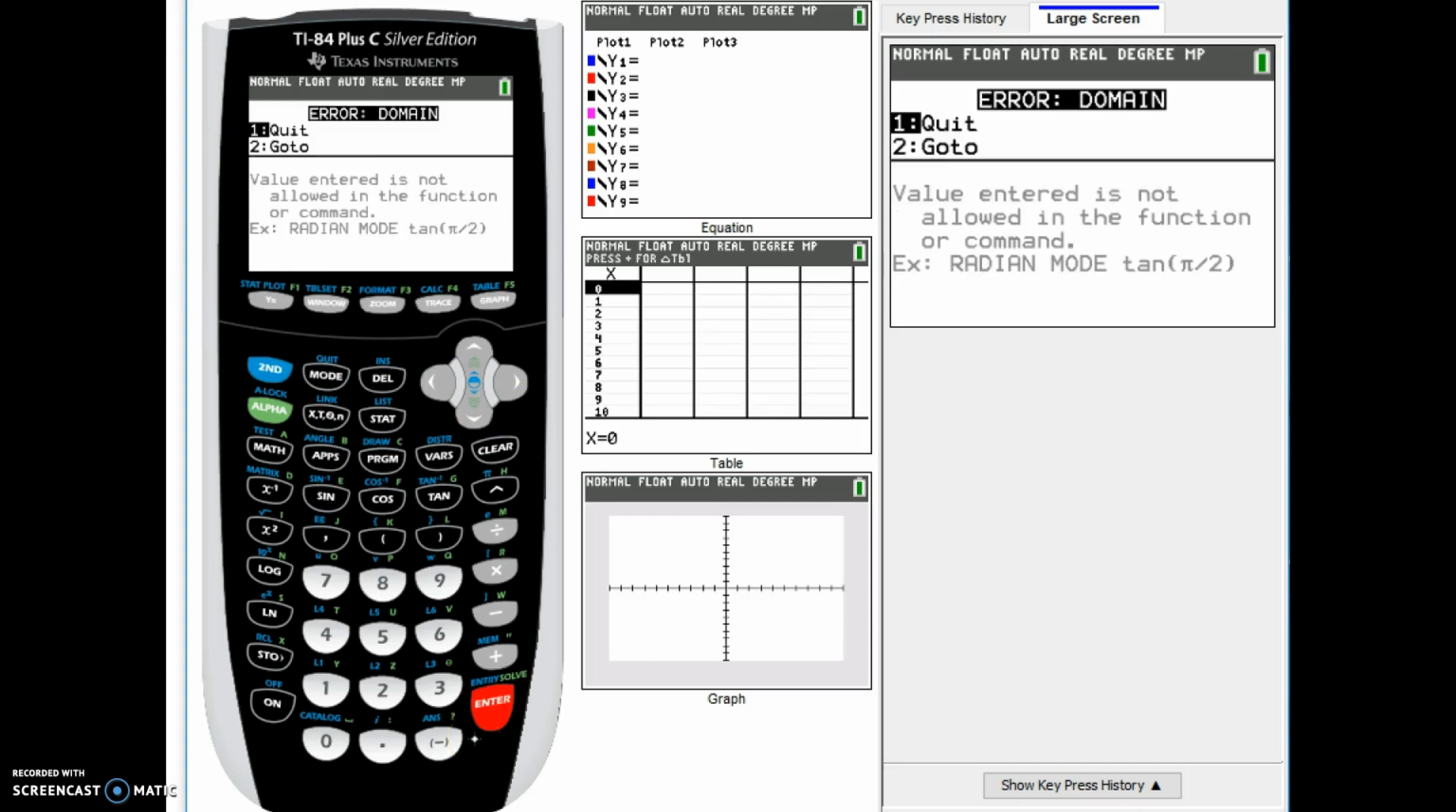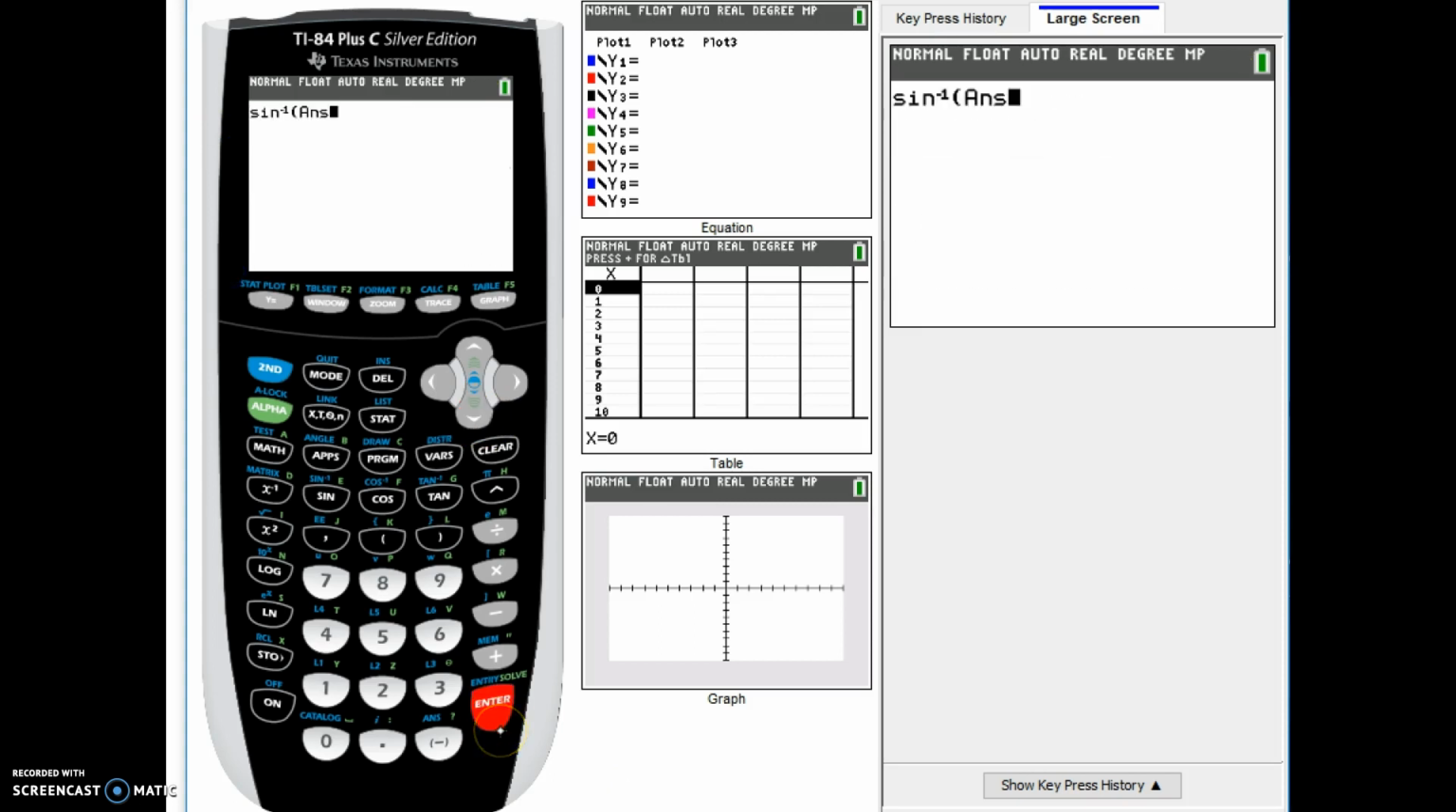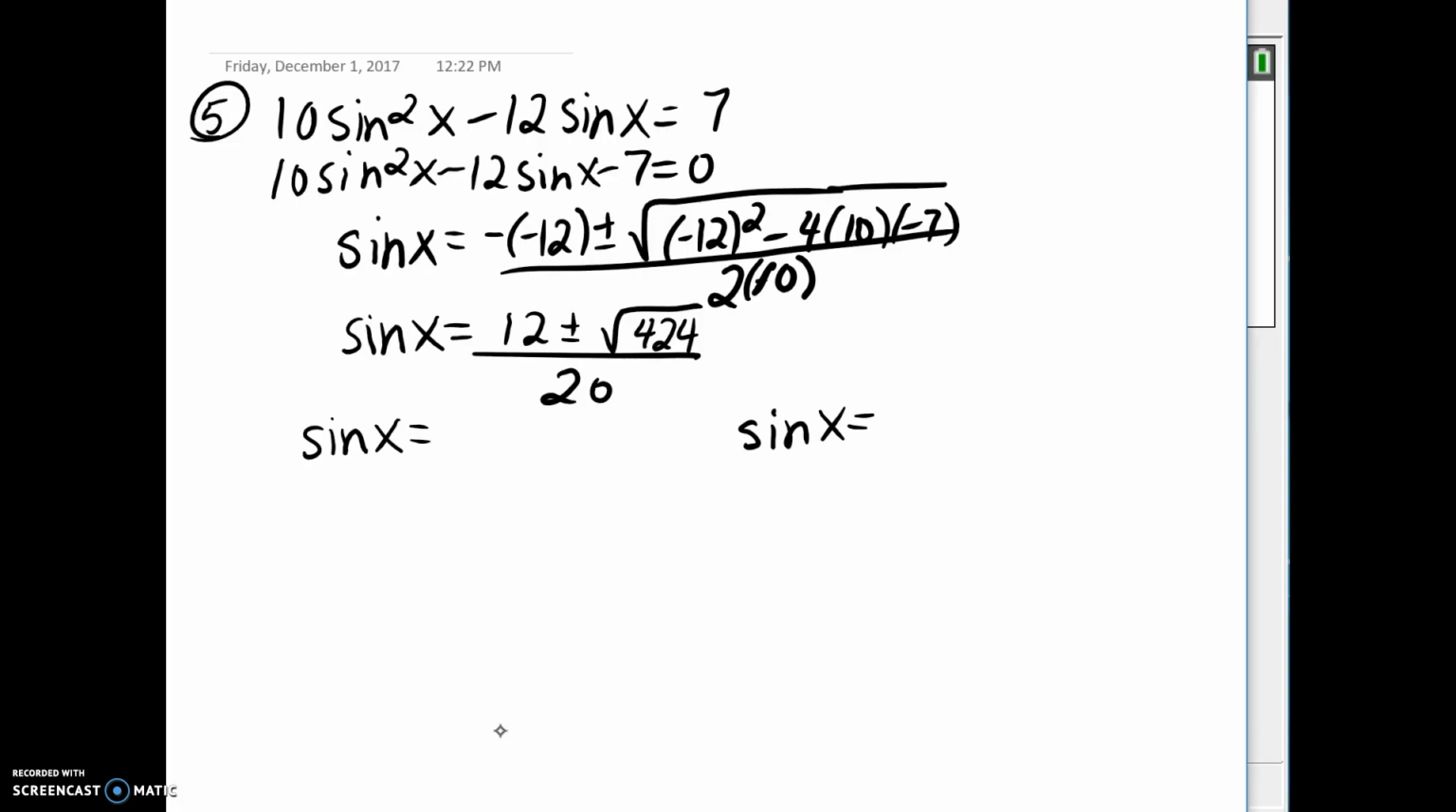Now this gives us an error message. This is outside of our range. So this one would not work, and the reason for that being the value is above 1. So if it's above 1 or below negative 1, it's not going to work. This is no good. Outside the range of sine. So we don't get an answer for that.